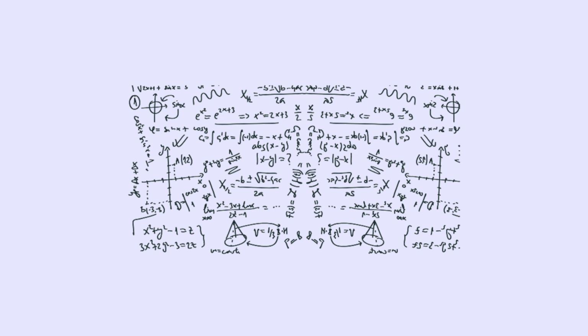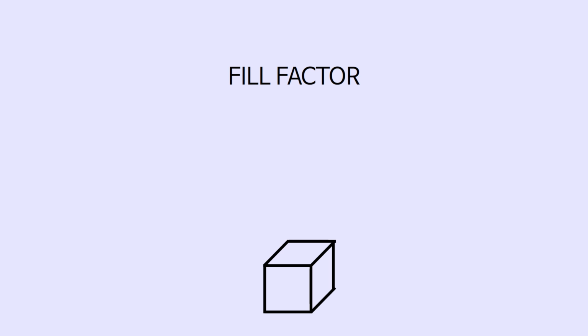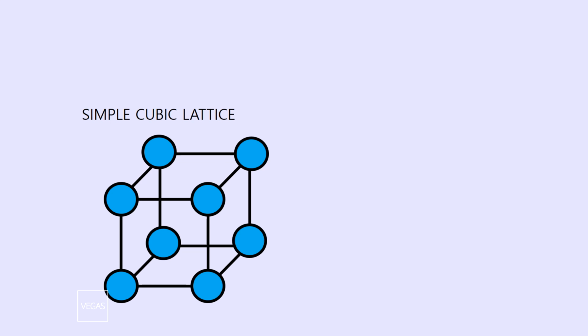So how many of these atoms are filling each of the units? We use a number called the fill factor to express the ratio of the atoms' total volume to the whole unit volume. It doesn't make sense easily just by looking at the formula. So why don't we calculate it ourselves? Let's start with the simplest structure we've seen, the simple cubic lattice.